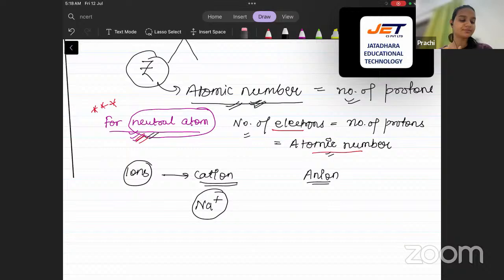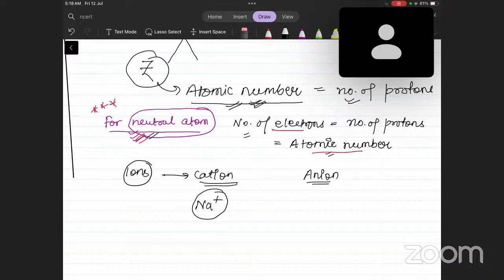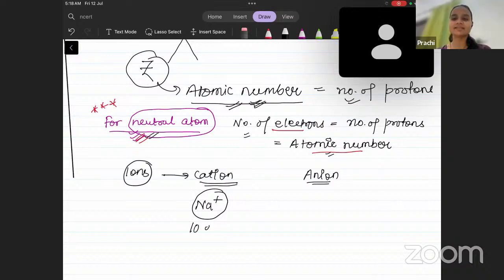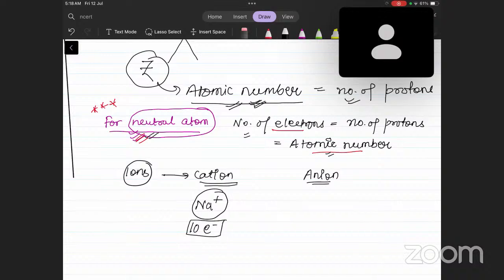Yes, Gayatri, Omkar, Bhavna, Harika. So what will be the number of electrons for Na positive? This question is very easy. Yes, ma'am, it is 10 electrons. Yes, sodium cation, so we will have 10 electrons.